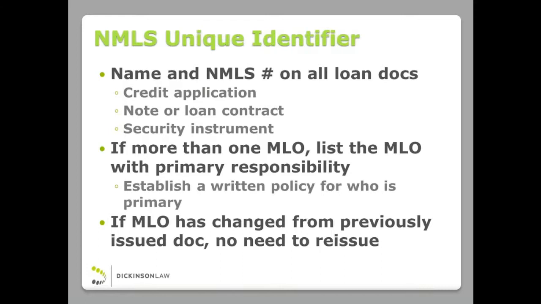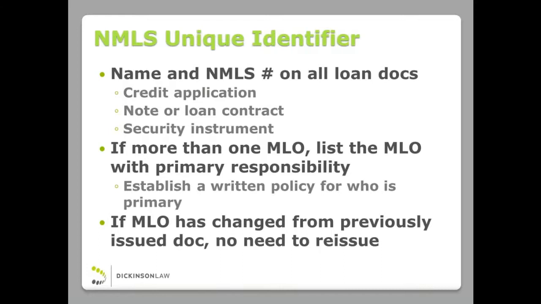If you have more than one loan originator, you list the one who has primary responsibility, and you can really define who that loan originator is and just apply it consistently. There's nothing in the regs that defines who has primary responsibility. If you have loan originators that leave your bank or change positions after those docs are issued, you don't need to reissue them. It's not a changed circumstance that requires reissuance of documents. You can just leave it on there. You just need to have them on there at the outset.